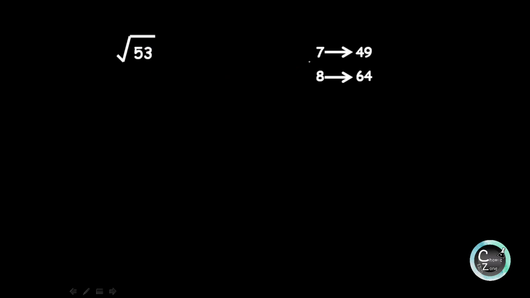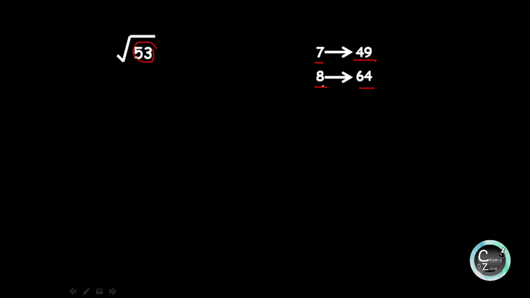Now first I will calculate the square root of 53. We know the square of 7 is 49 and the square of 8 is 64, and 53 is in between 49 and 64. So it means that the square root of 53 will be in between 7 and 8.